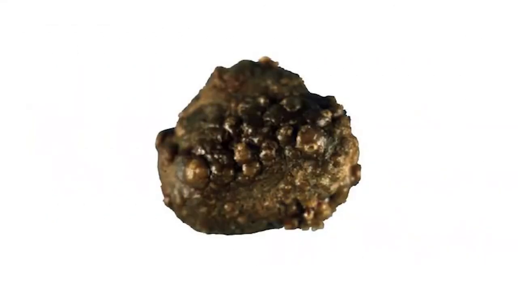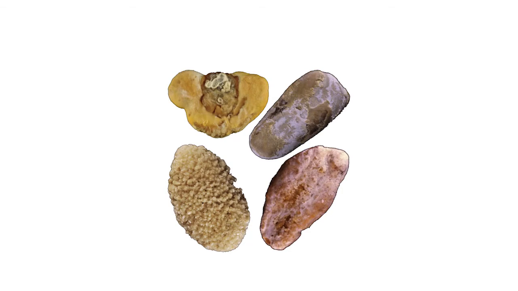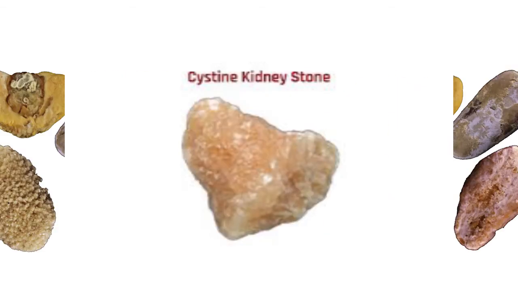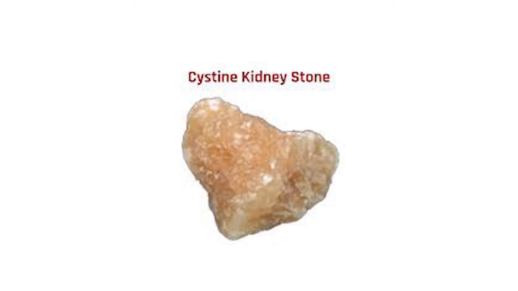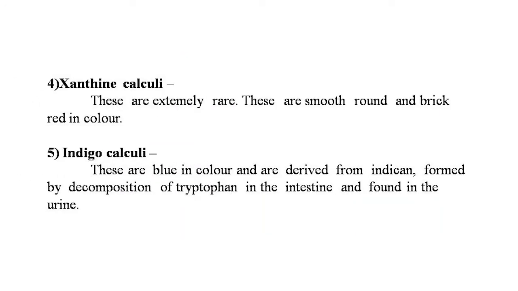Dear students, this is the picture of the oxalate stones. This is another picture of the uric acid or urate calculi, and this is another image showing the cystine calculus. This is also the cystine kidney stones. Xanthine calculi are extremely rare. These are smooth, round and brick red in color. Indigo calculi are blue in color and are derived from the indican formed by decomposition of tryptophan in the intestine and found in the urine.